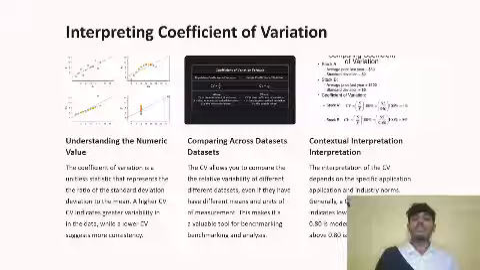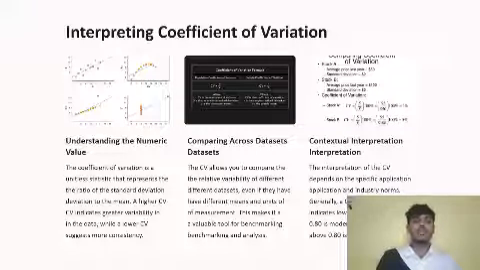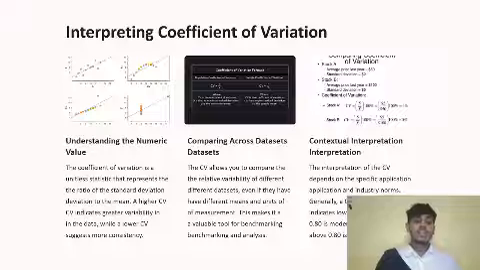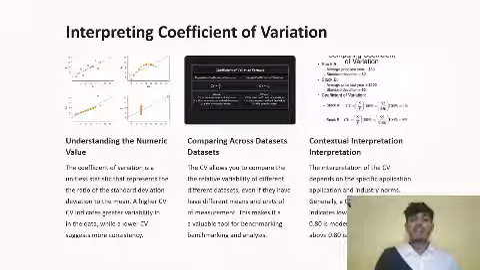Now, interpreting the coefficient of variation. Understanding the numeric value. The coefficient of variation is a unitless statistic that represents the ratio of the standard deviation to the mean. A higher CV indicates greater variability in the data, while a lower CV suggests more consistency. Comparing across datasets. The CV allows you to compare the relative variability of different datasets, even if they have different means and units of measurement. This makes it a valuable tool for benchmarking and analysis.